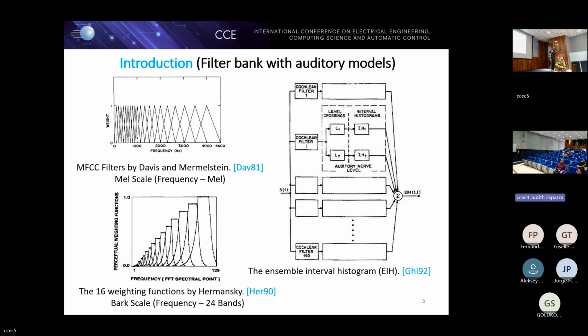Other work that is very interesting is proposed by Gitza. Gitza designed filter banks that correspond to the activation or deactivation of the outer hair cells in the organ of Corti. The next, please.